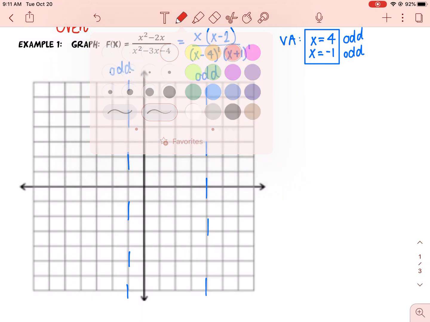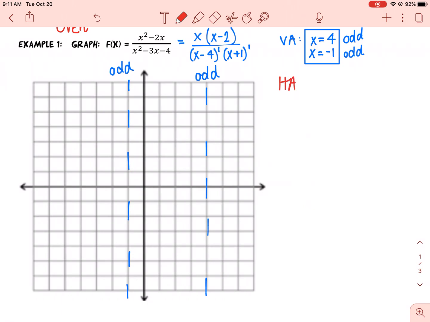Okay, horizontal asymptote has 3 cases. If you notice, the power on the top and the bottom are the same. So I just take the ratio of the coefficients, which is 1 and 1. So horizontal asymptote is y equals 1.